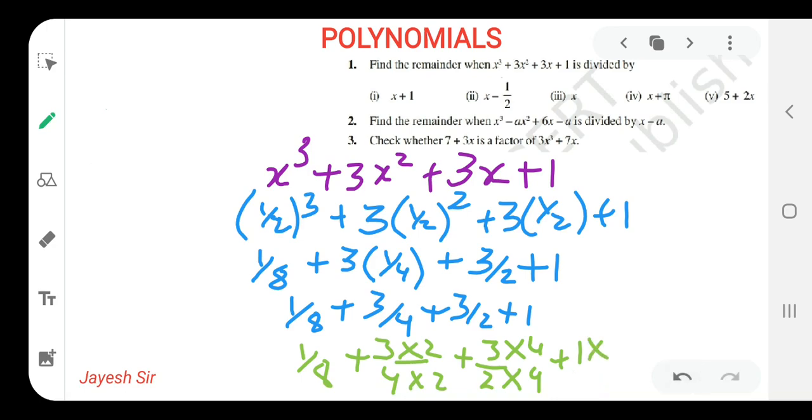I hope you all might have understood and cleared your concept over here, friends, how we are making the denominator 8. Now we have made each and everyone's denominator 8. Now how can we solve, friends? Further we can solve like that.